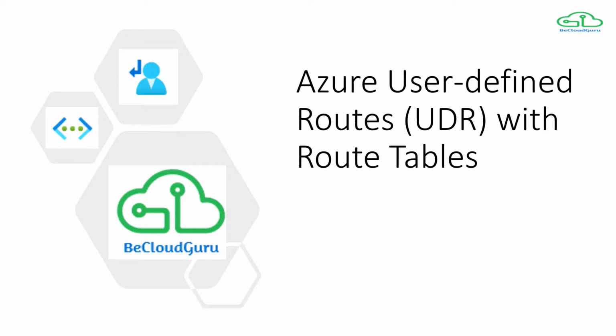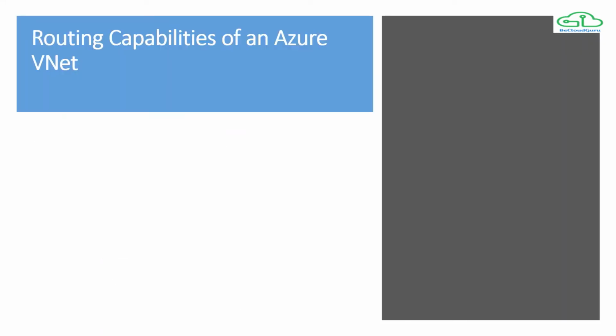So let's begin, guys. First of all, what are routes? In plain simple networking, routes provide the path for your network traffic to move from point A to point B. Basically, they decide how this traffic is going to move from one machine to another machine. In Azure networking, they serve the same purpose.